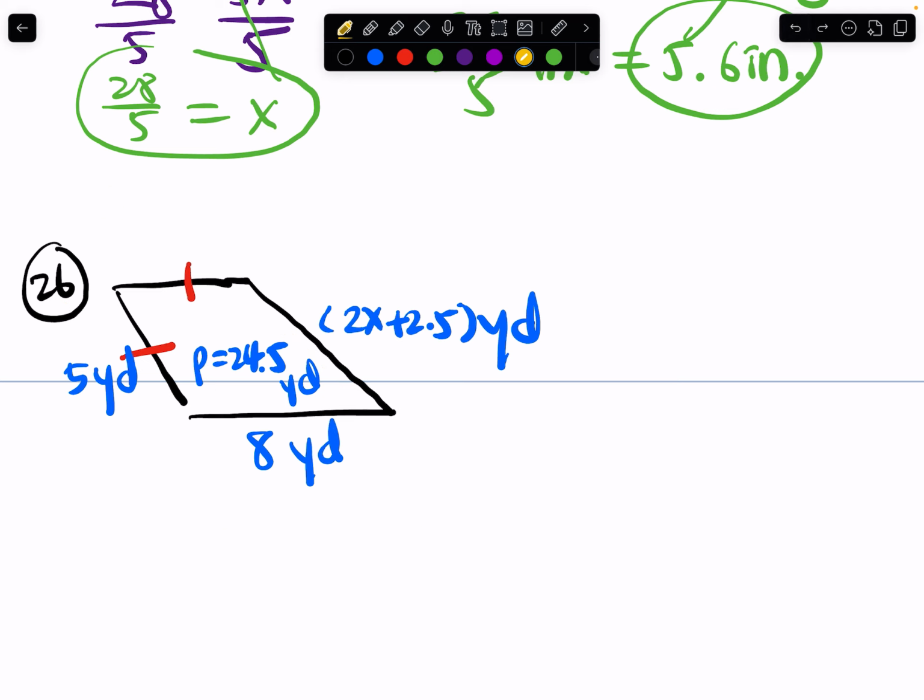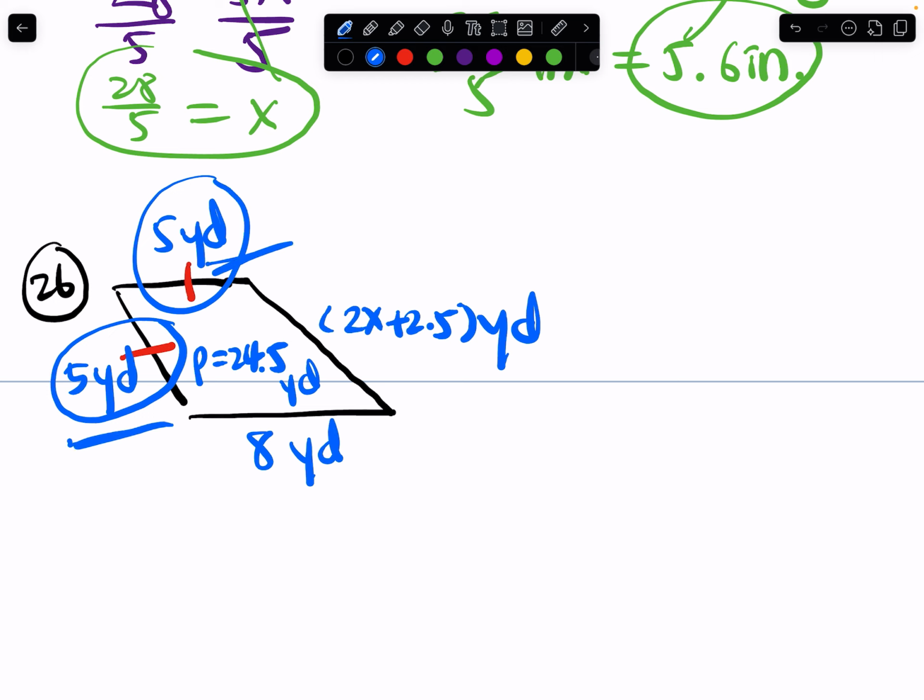Wait for me, okay? Wait till I'm done. Because look at this, the sides are marked congruent. Their side lengths must be equal. Therefore, I'm going to mark this side 5 yards as well. Does that make sense? Because this side is congruent to that side, their side lengths must be equal. 5 yards, 5 yards. And then it's 8 yards over here.